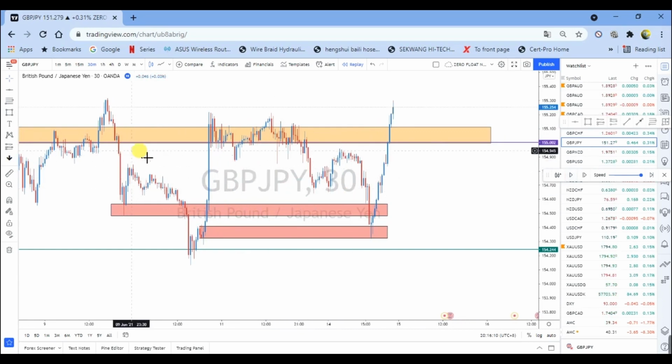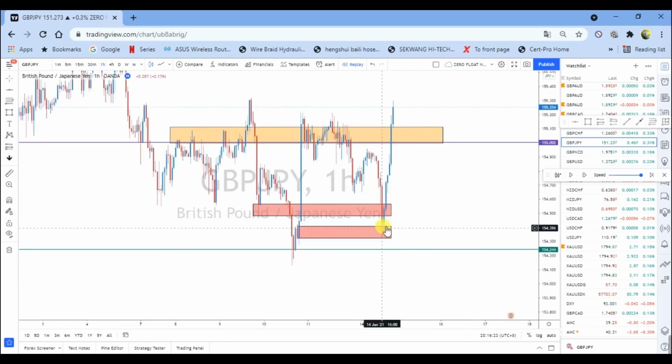Okay, as we can see here, the price does not respect this QMR. However, we mark it as our roadblock. Price breaks this QMR, but it respects this rally base rally in the H1 time frame, and then it goes up. You see, we are very close to our take profit.